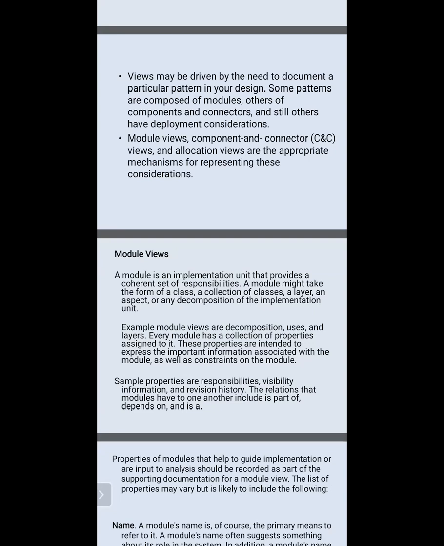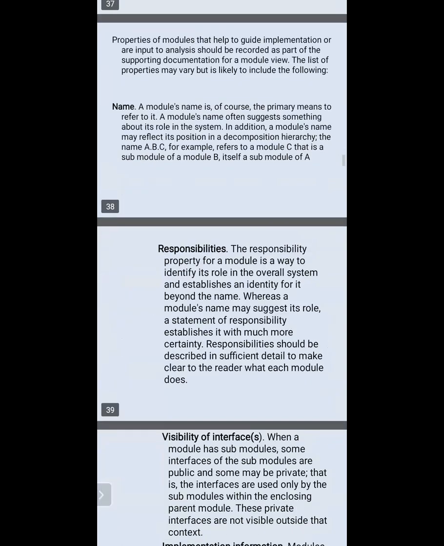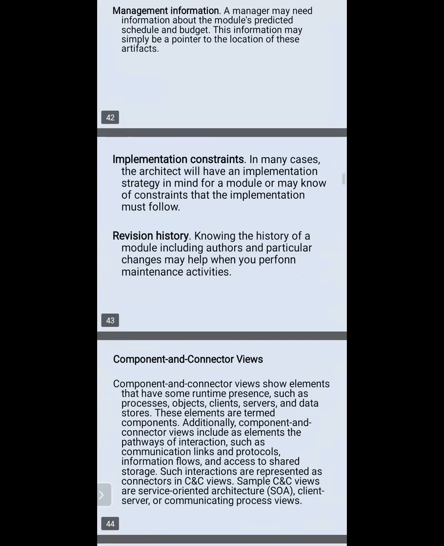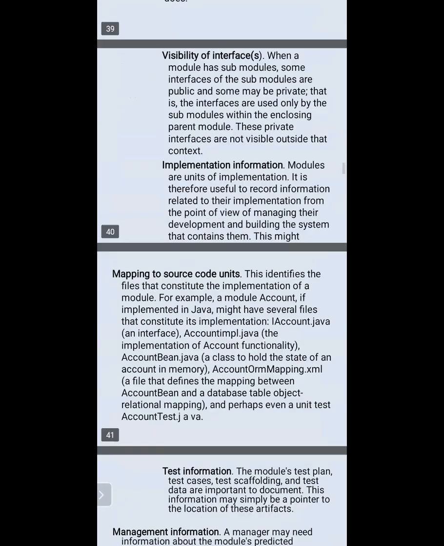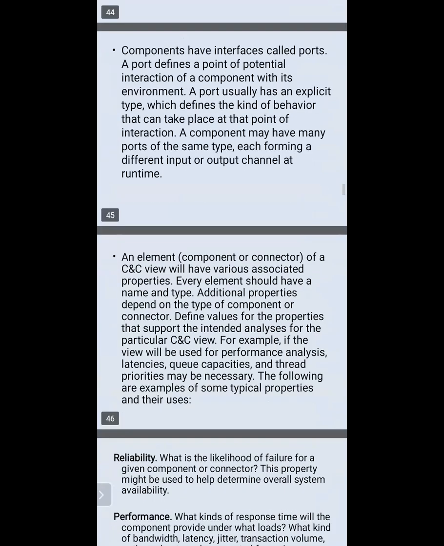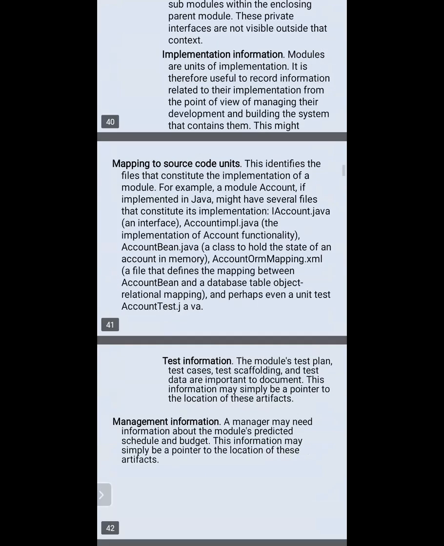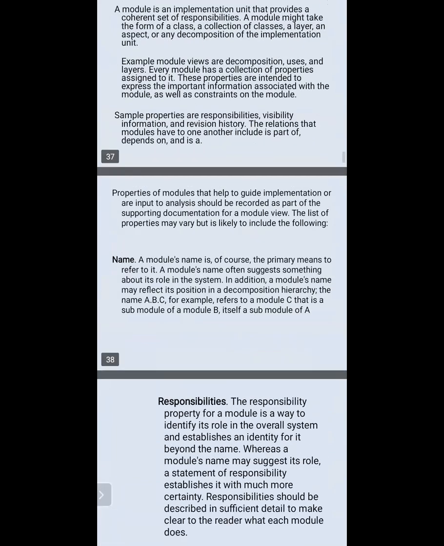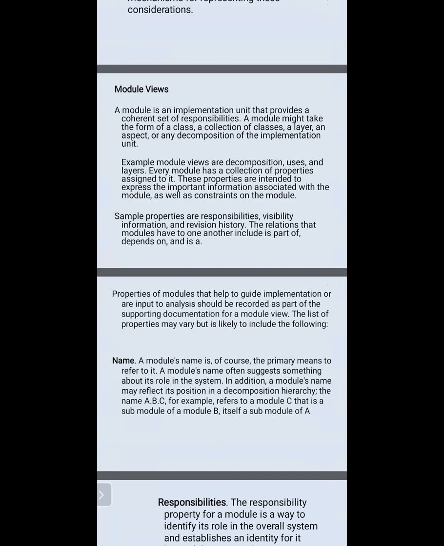In the same way, we also consider structures. Structures are the same thing: module structures, component and connector structures, and allocation structures. Let's see them one by one with a brief description. What is a module view? A module is an implementation unit that provides a coherent set of responsibilities. A module might take the form of a class, a collection of classes, a layer, an aspect, or any decomposition of the implementation unit.